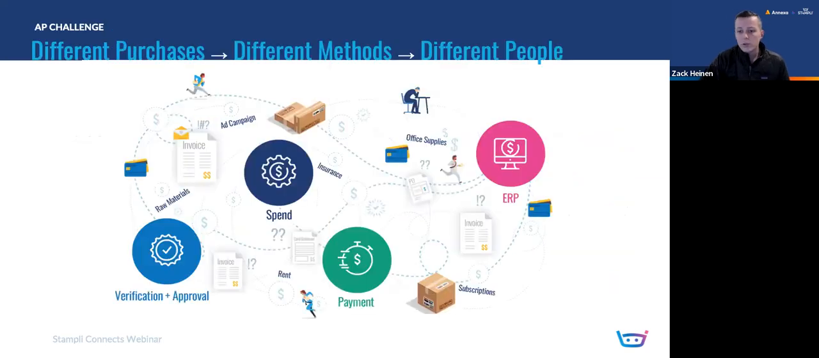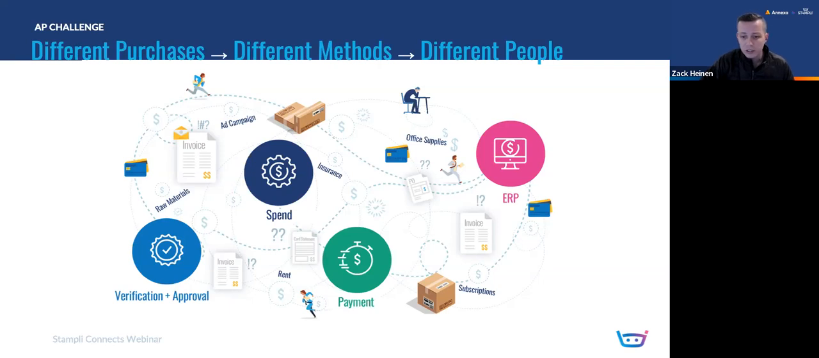And so let's talk a little bit about some of the challenges that we see our customers experiencing. One of the things that we've learned in the marketplace is that companies purchase different things in different ways, using different methods by various people within the organization. As a result, there can really be multiple AP processes based on the type of spend, which can result in time-consuming and manual work for your accounting team.